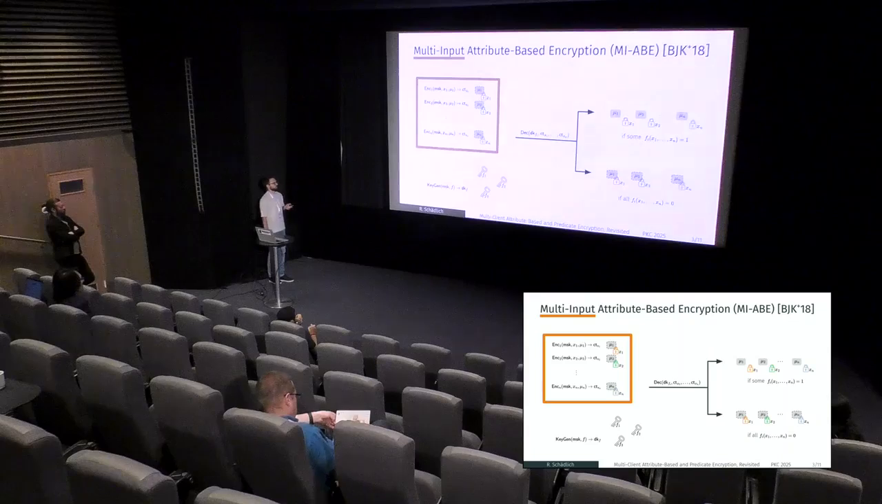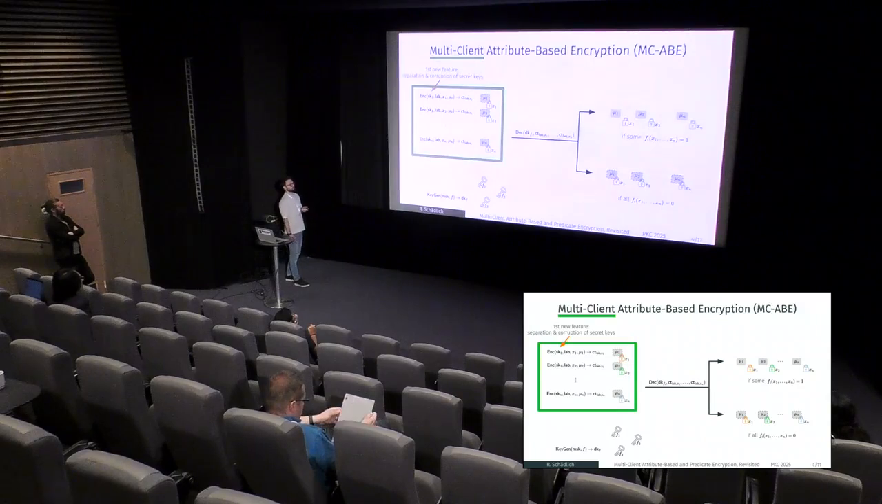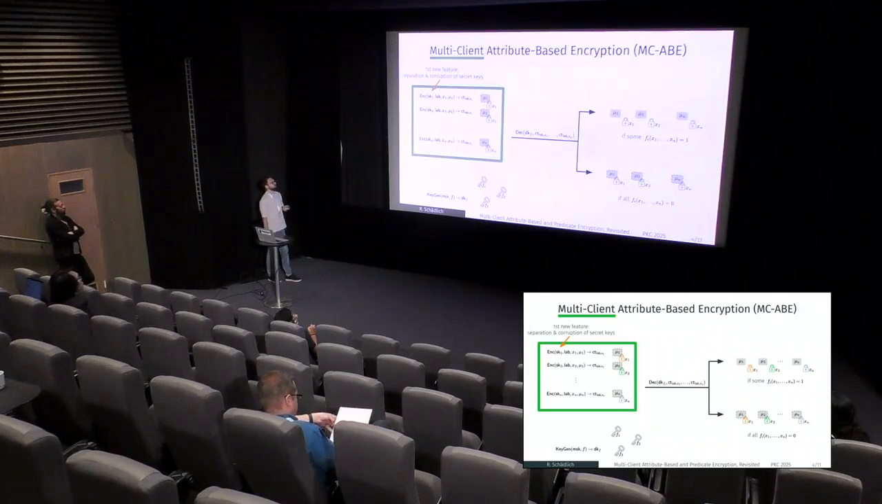And importantly, here all the encryptors use the master secret key, which basically means that even though we have several encryption slots and we can, for example, encrypt in different locations, it must basically be the same party that does all the encryption. And to make this a bit more practical, in this work we consider a generalization called multi-client attribute-based encryption.